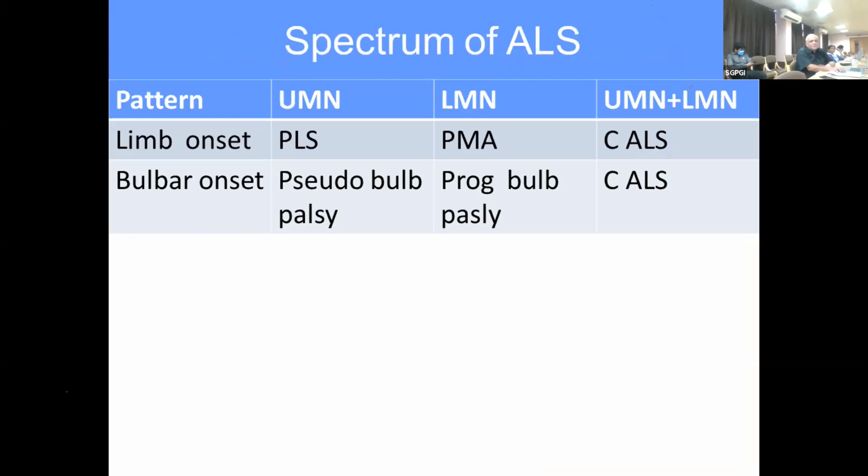limb or bulbar onset. If limb onset and only upper motor neuron, it is primary lateral sclerosis. If it is bulbar involvement and only upper motor involvement, it will be pseudobulbar palsy. If it is lower motor involvement, it will be progressive muscle atrophy, and progressive bulbar palsy if there is bulbar involvement. And if there is a combination, it will be classical ALS. So this is the spectrum which we should keep in mind.